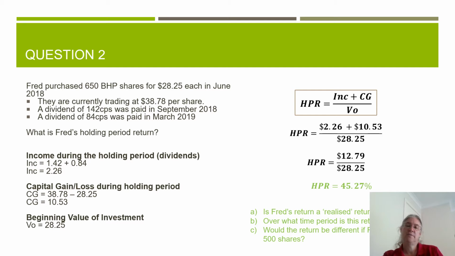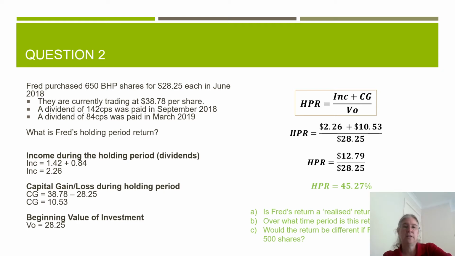So has Fred made a realised return or a paper return? And over what time period are we talking about? Would the return be different if he had purchased 500 shares instead of 650 shares? Well, no, there's no difference. It's still going to be the same holding period return, whether we're talking about 500 shares or 650 shares.